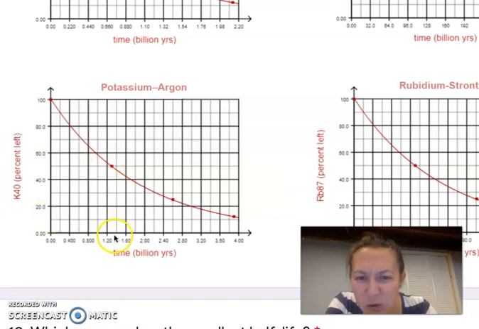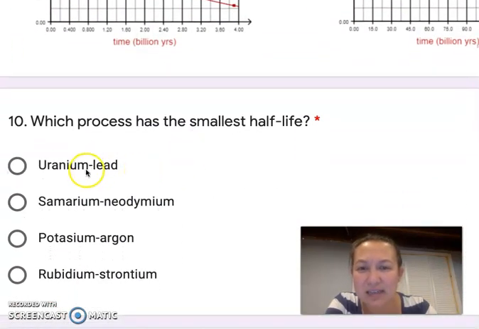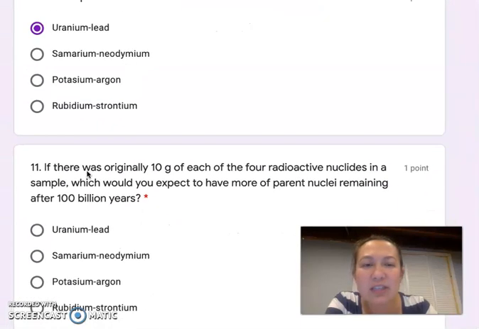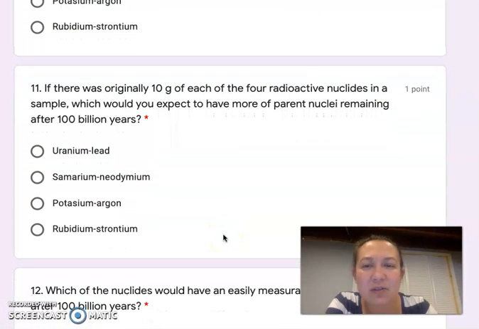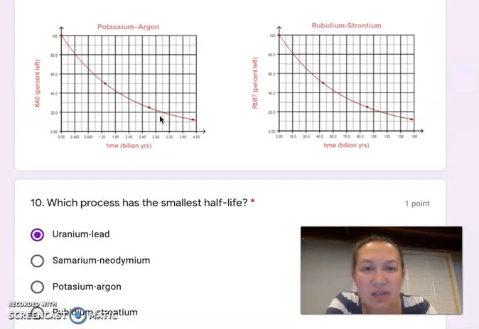than 1.23 billion years. So the uranium has the shortest half-life. You probably had to zoom in to find that. So if there are originally 10 grams of each of the 4 radioactive nuclides, which would you expect to have more parent nuclei remaining after 100 billion years?